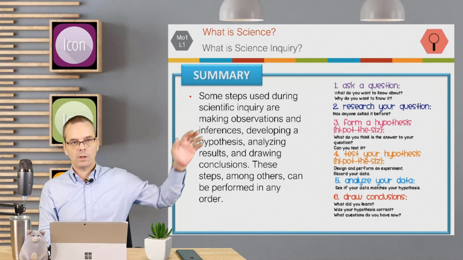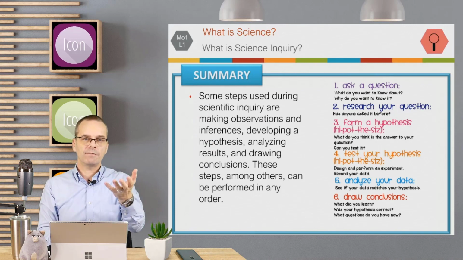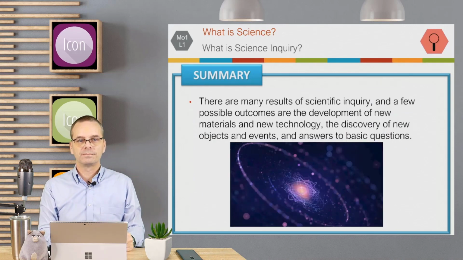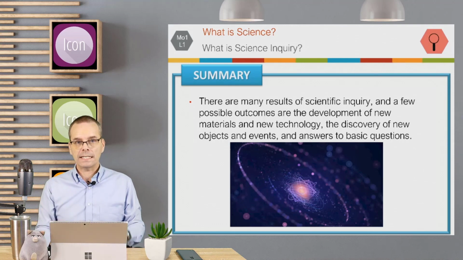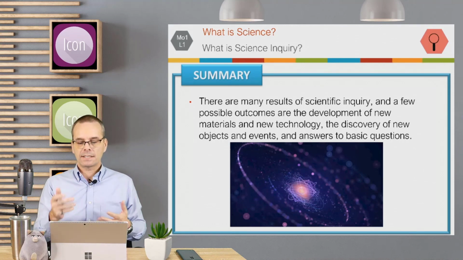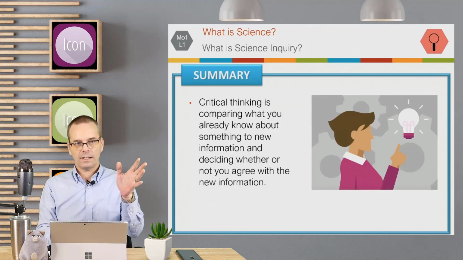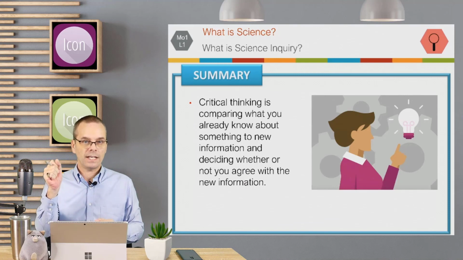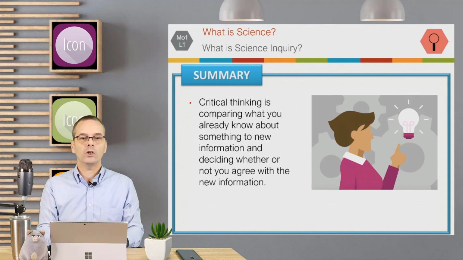So in summary, remember that scientific inquiry is a series of steps in order to do a scientific investigation or experiment. And understand that there are many results of scientific inquiry, and the main result of science is to help us solve problems. And science is all about the discovery of new technology and new materials and new ways to solve our problems. And then finally, critical thinking is taking your current information and knowledge, new information and knowledge, putting it together and deciding what you believe.